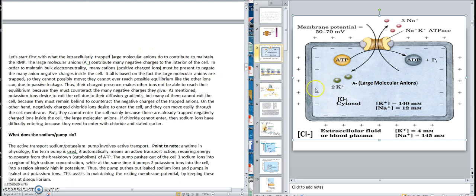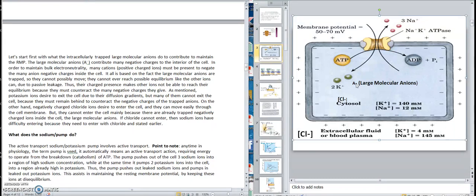Okay, you can read this, but let me kind of get it. The large molecular anions, by being trapped in here and having a negative charge, are contributing some charges to bookkeeping electroneutrality. All right? They're contributing some charges to electroneutrality.